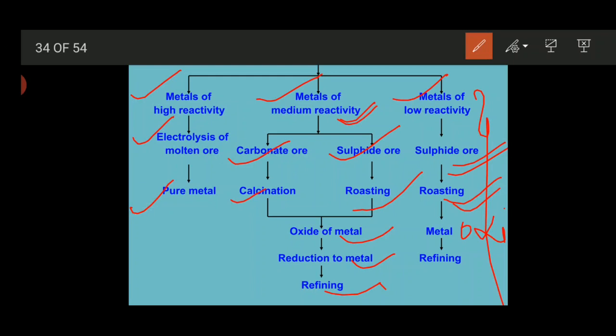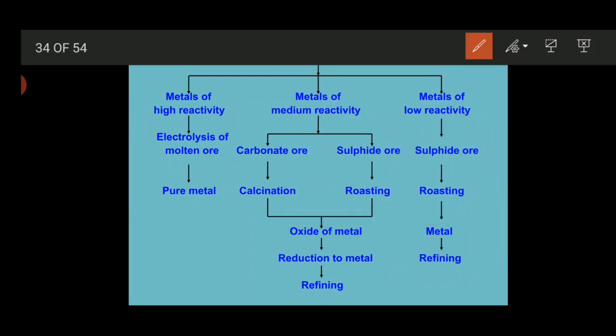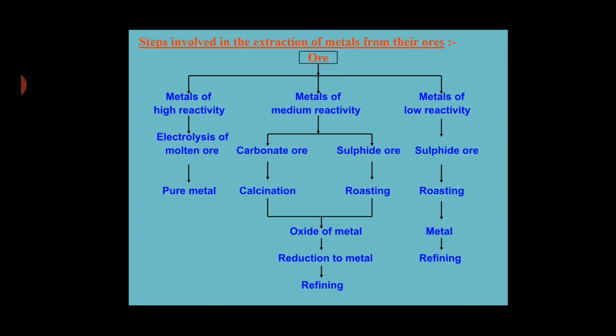In order to make sure that the obtained pure metal is fully pure, we perform the refining process, and that's how the overall extraction process of all types of elements is done. Basically, we can say that ores are extracted on the basis of the reactivity of metals. Metals are categorized on the basis of high reactivity, medium reactivity, and low reactivity.